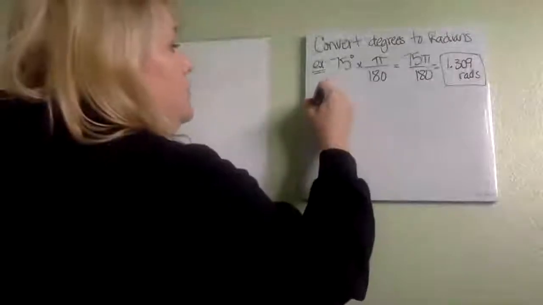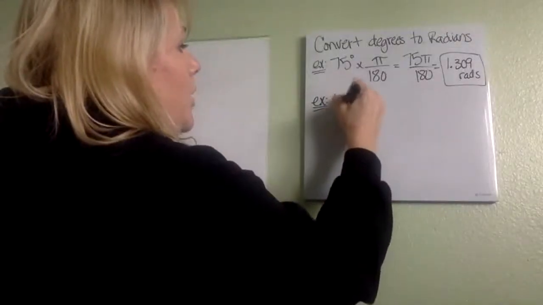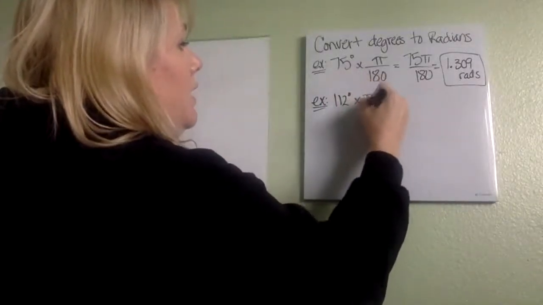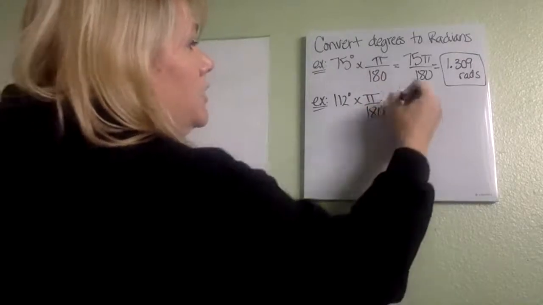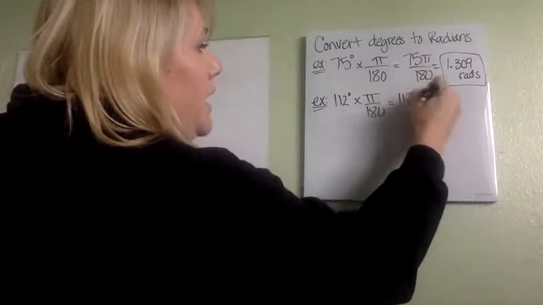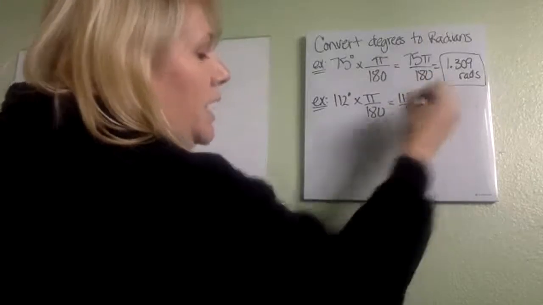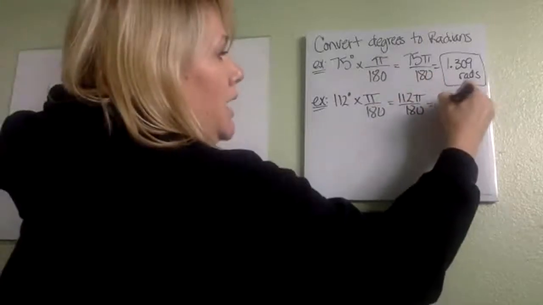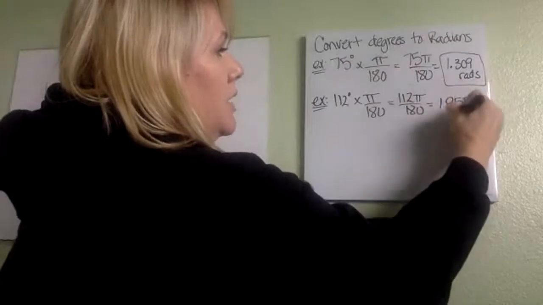Okay, so 112 times pi over 180. Again, just multiply 112 times pi, divide by 180, and you should get 1.955 radians.